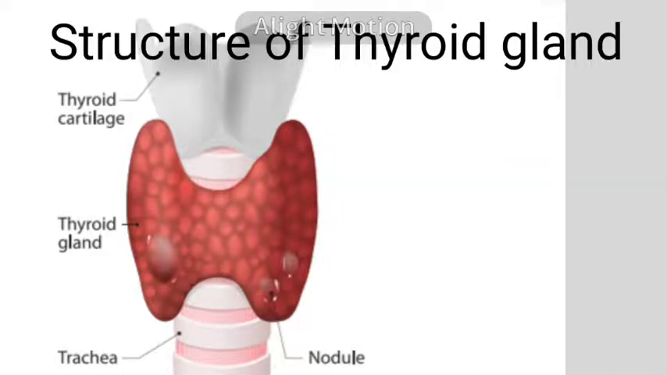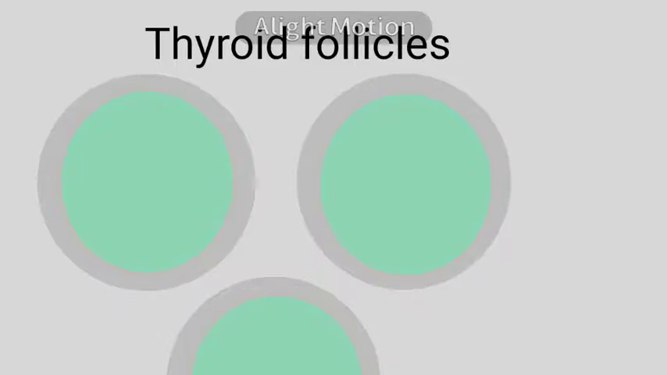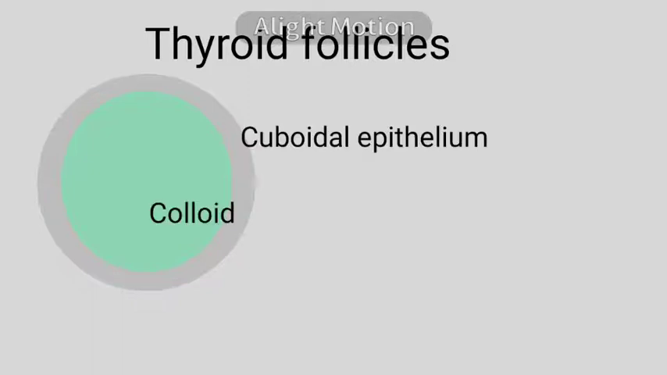Let's see the structure of the thyroid gland. This gland is composed of spherical sac-like structures called thyroid follicles. Imagine these are the thyroid follicles. There are many thyroid follicles in a gland. A thyroid follicle consists of two layers, the outer cuboidal epithelium and the inner colloid. The colloid is composed of a glycoprotein called thyroglobulin.